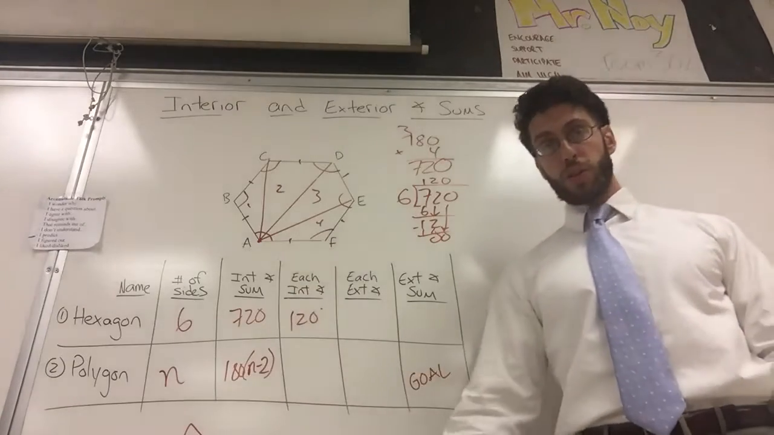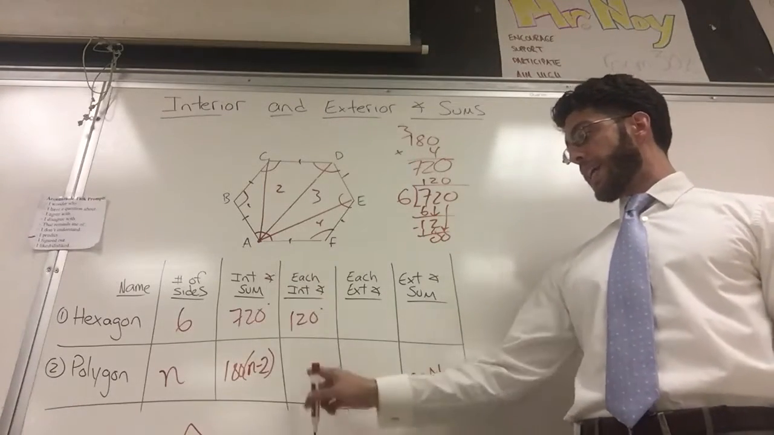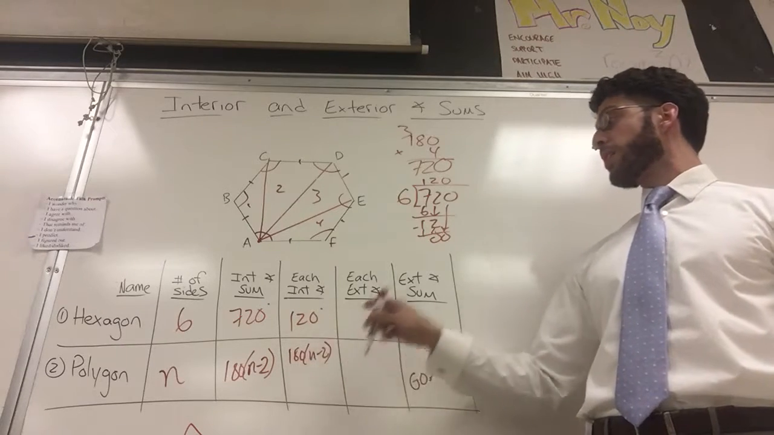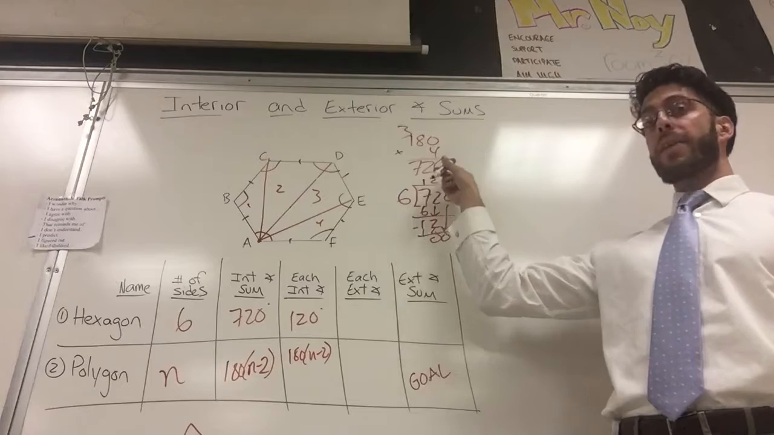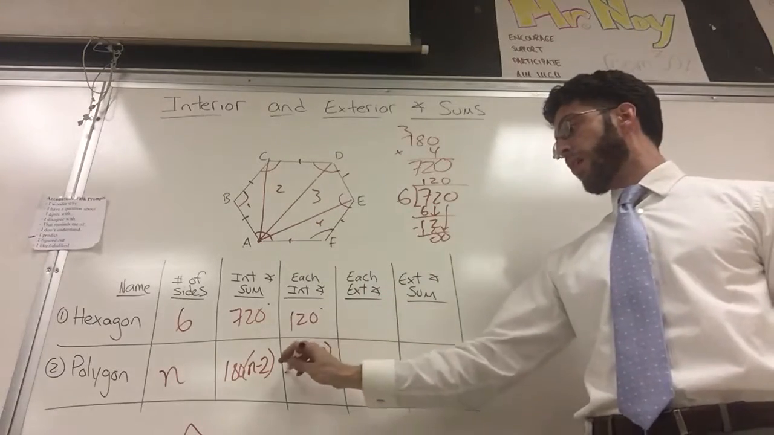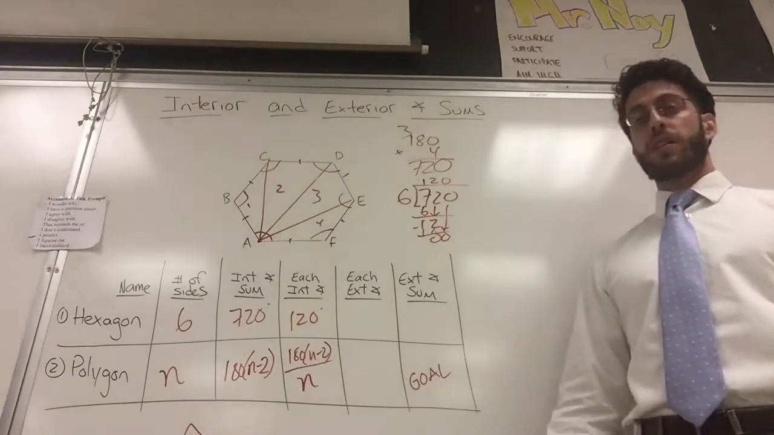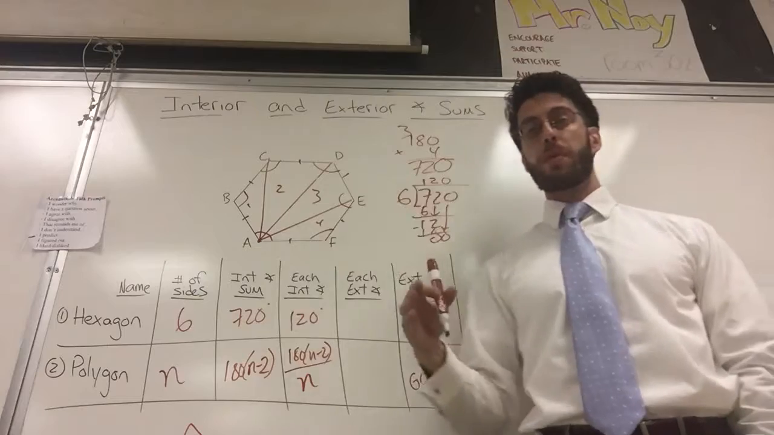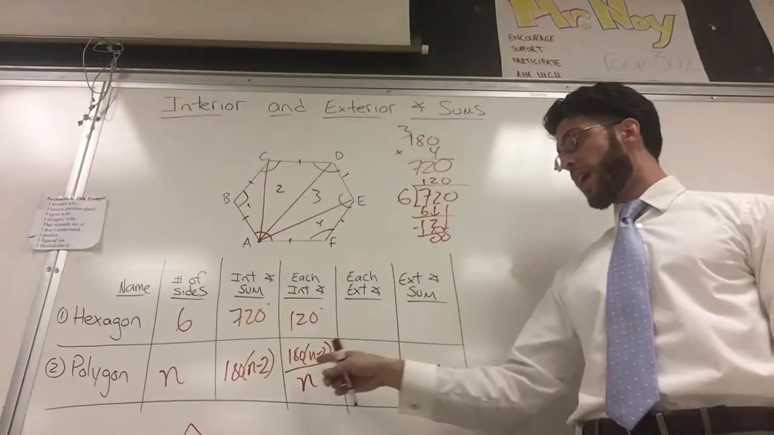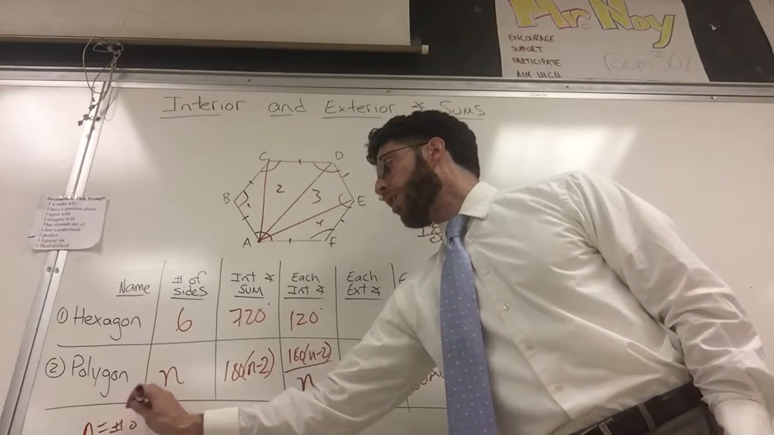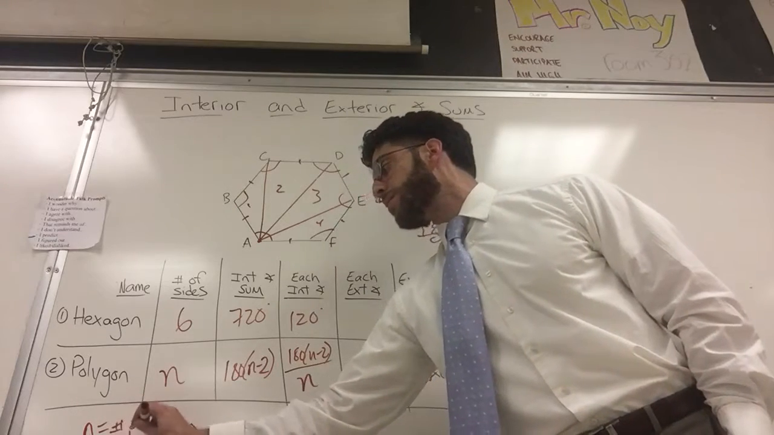Angle is 120 degrees. How did I get that? I did 180 times n minus 2 to get the angle sum, and then I just divided by the number of angles or the number of sides. So I divided by n. So that's how you would find each angle for any shape. Just plug in the number of sides as your n. N equals number of sides.